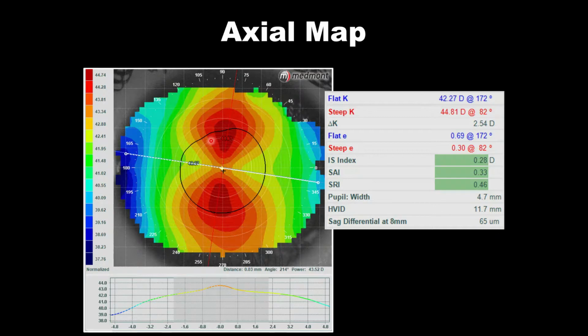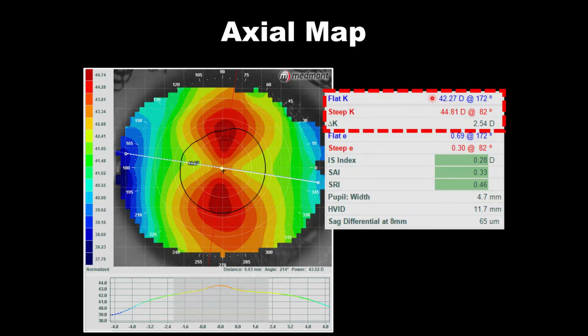Now, what are some of the things that we use to analyze pre-ortho-K? And of course, the corneal astigmatism. Here we have a 2.54 diopter corneal astigmat, a relatively high cyl to begin ortho-K with. We can look at the flat K of 42.27, or about 42.25. We know this is a median cornea.